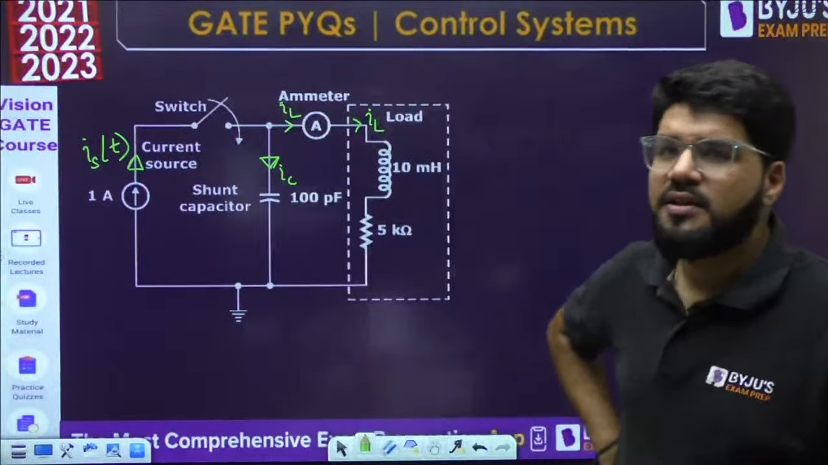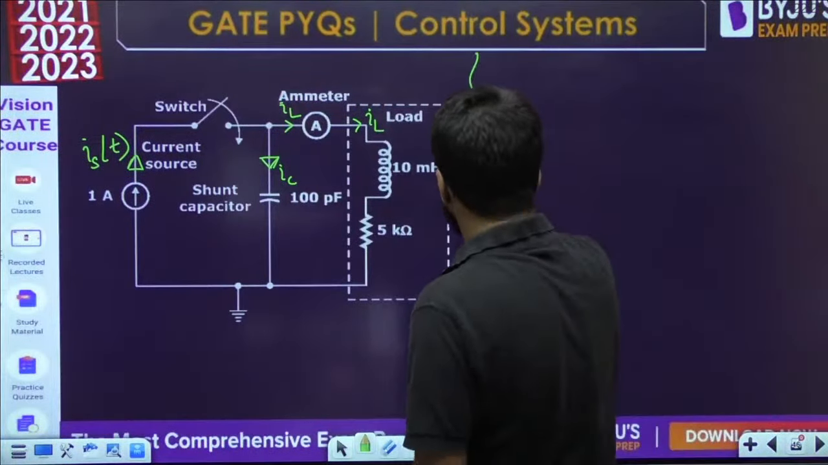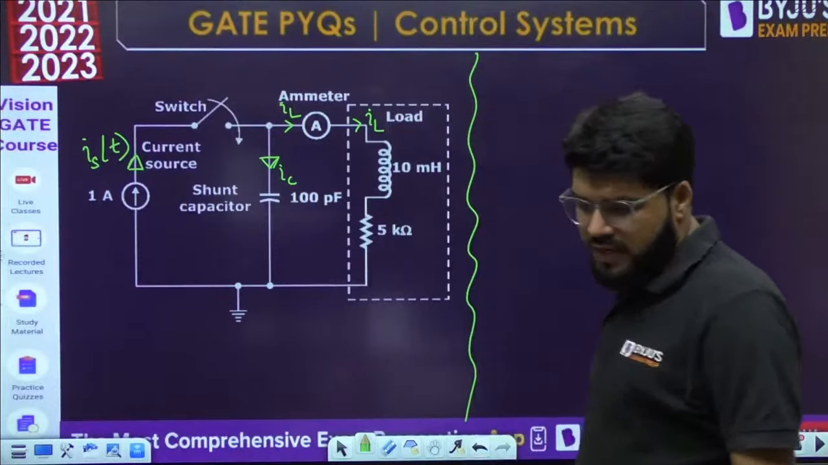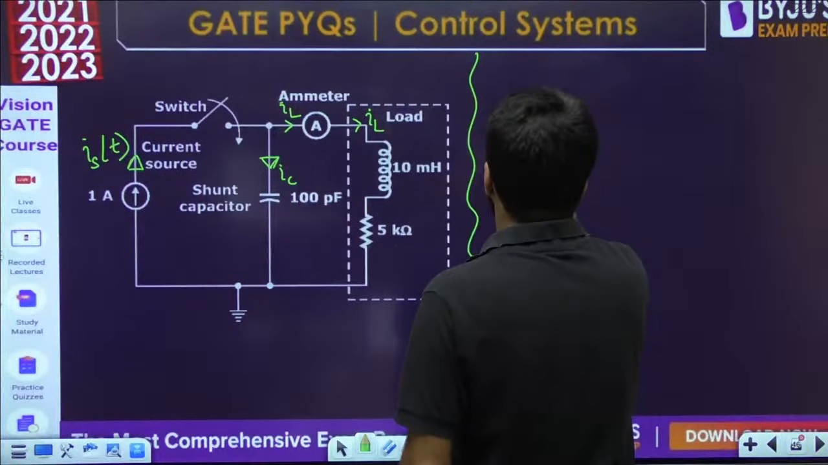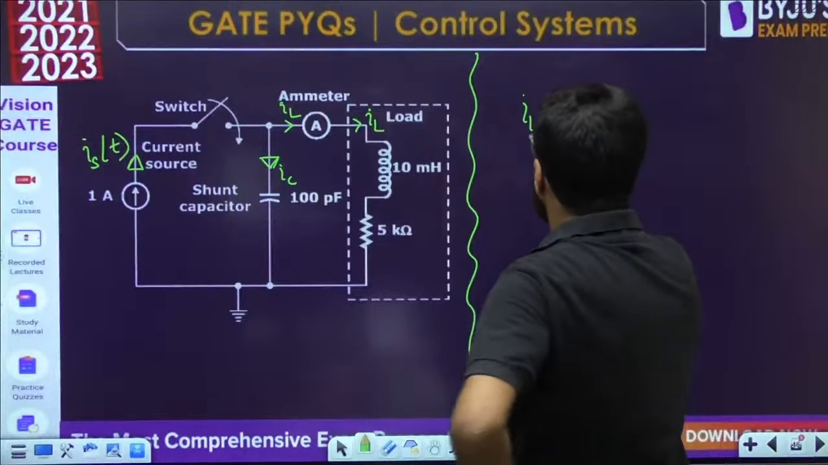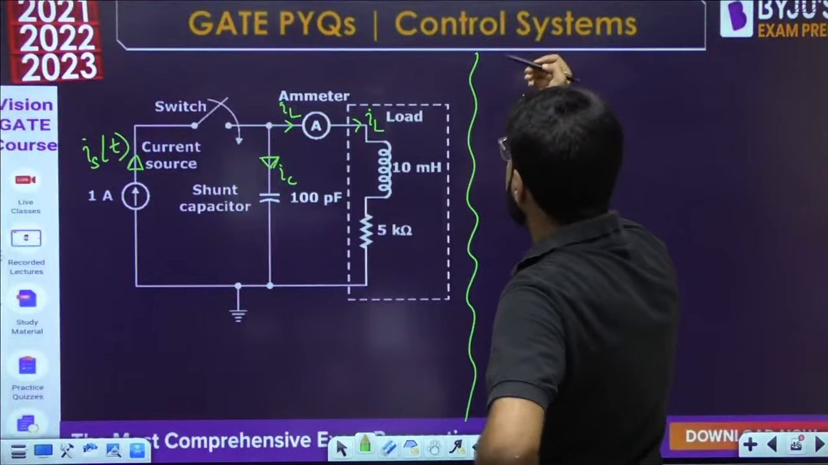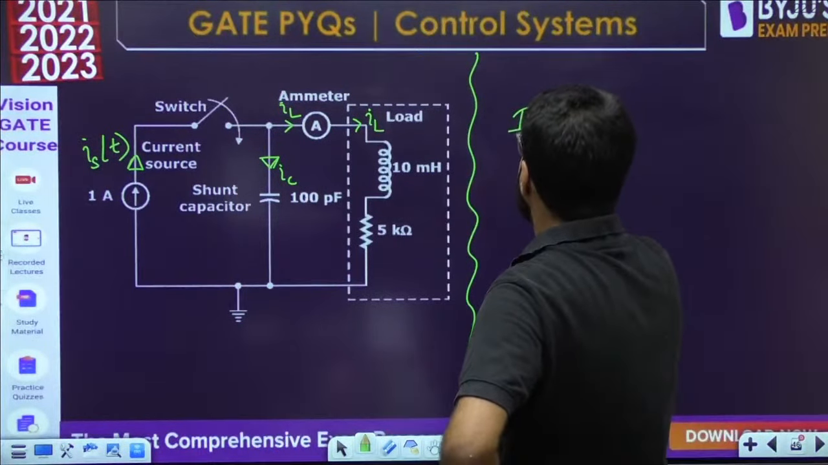Okay, that is read in the ammeter. Okay, chalo. Now, what is the value of that IL? You can talk in terms of S domain. Directly you can solve in terms of S domain as well.